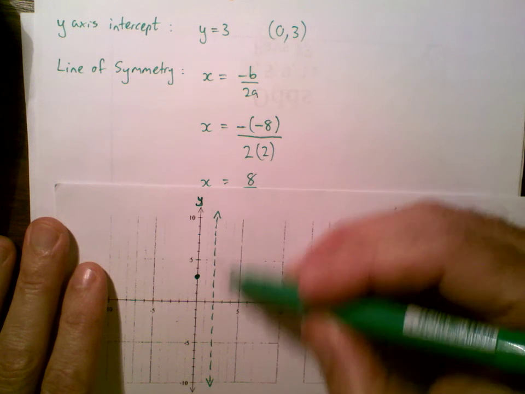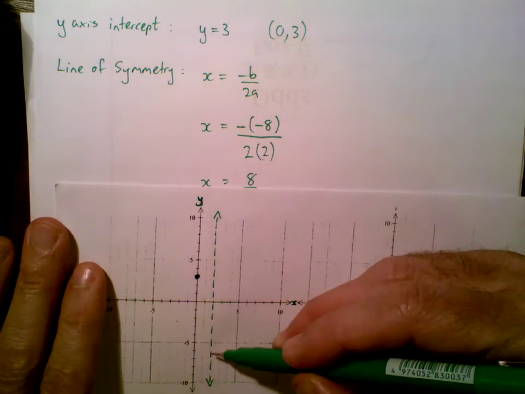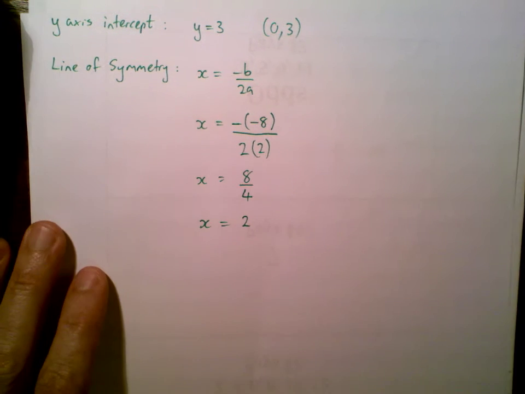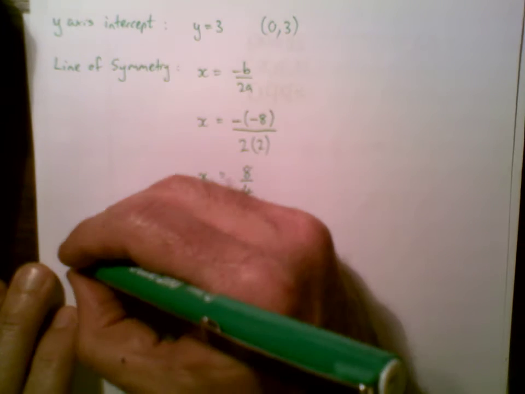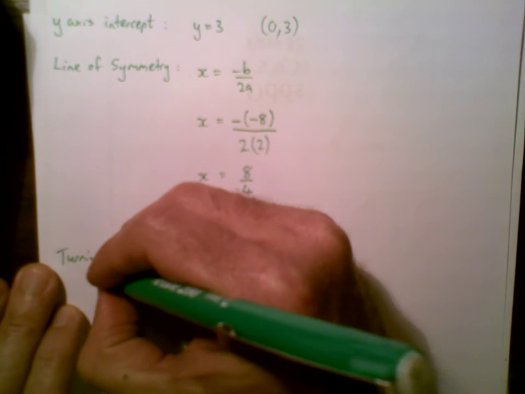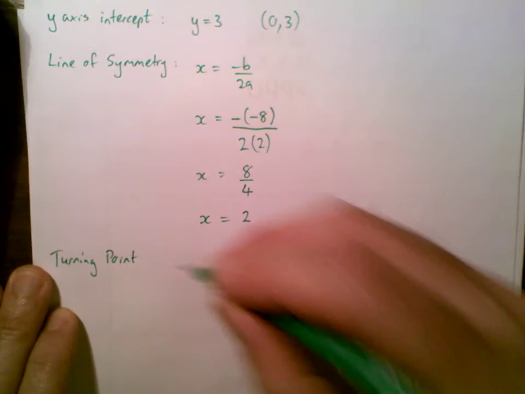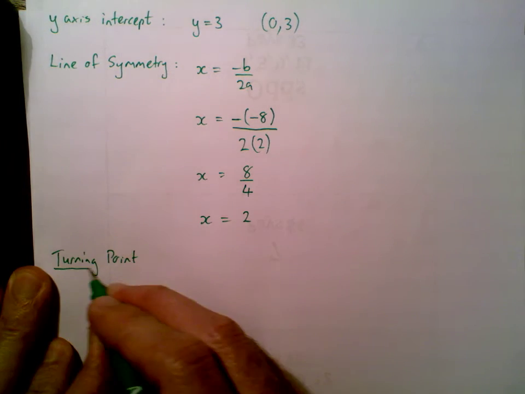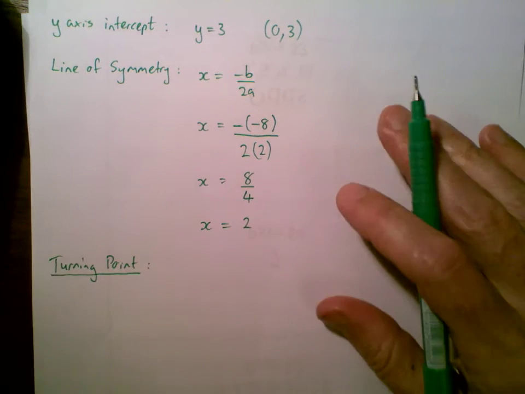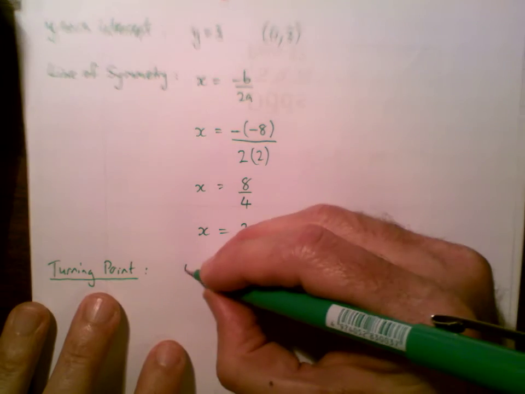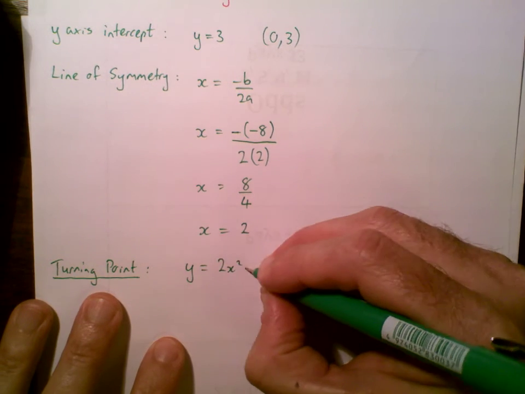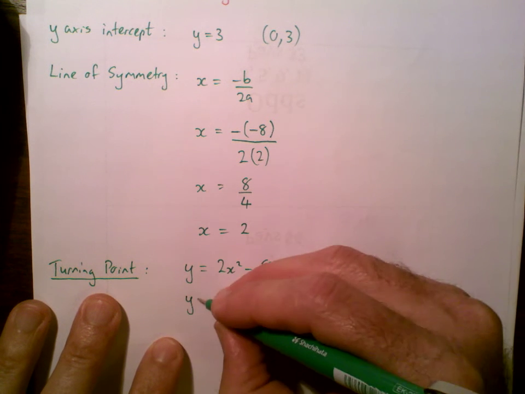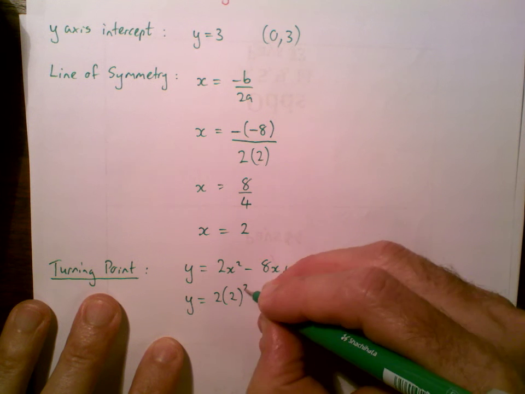Now the other thing we know about this line of symmetry, it will actually be the line on which the turning point lies. So it gives us the x-coordinate of our turning point, x is equal to 2. So then to find our turning point, we also need the y-coordinate of the turning point. We've already got the x-coordinate. To find that y-coordinate, we just substitute that x is equal to 2 back into our original equation. So our original equation was y is equal to 2x squared take 8x plus 3. We're going to substitute that x is equal to 2. Again, I like to use brackets to show my substitution.